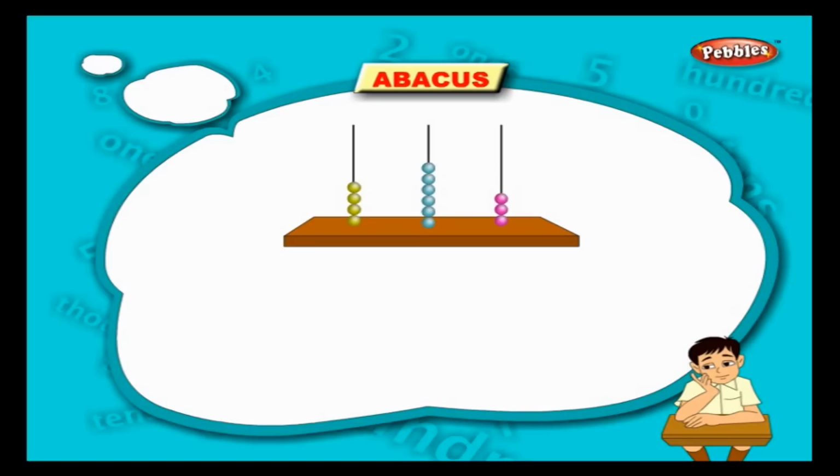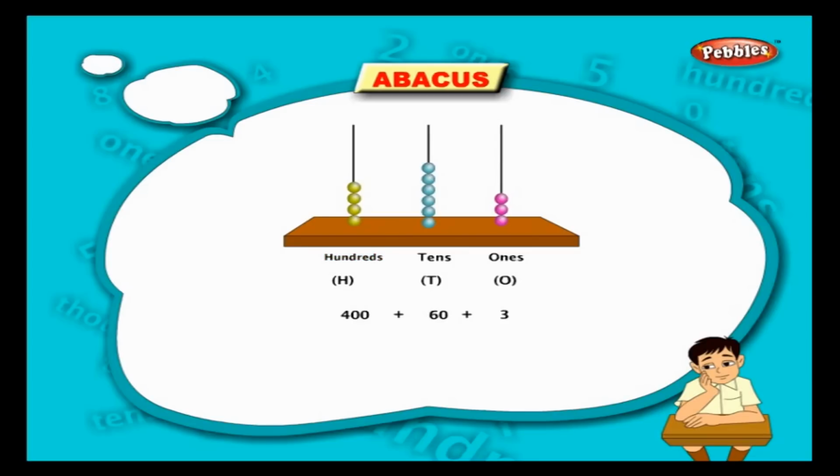Now let us read the abacus and write the numbers. Here there are 1, 2, 3 pink balls in the ones column. It means there are 3 ones. There are 1, 2, 3, 4, 5, 6 blue balls in the tens column. It means there are 6 tens. There are 1, 2, 3, 4 green balls in the hundreds column. It means there are 4 hundreds.